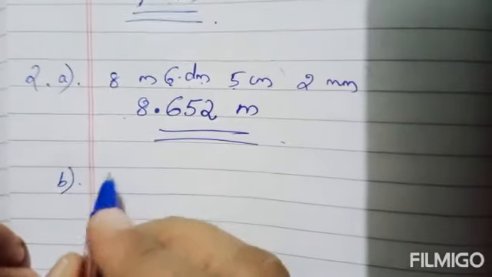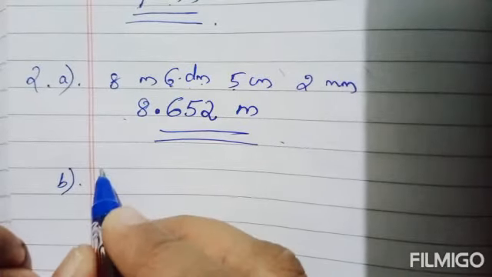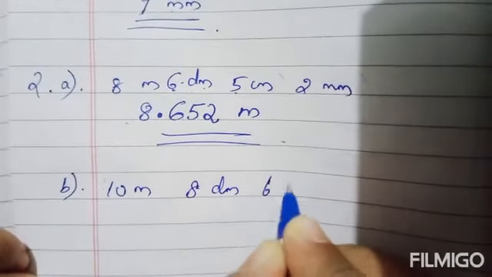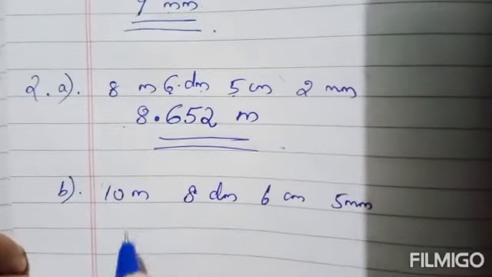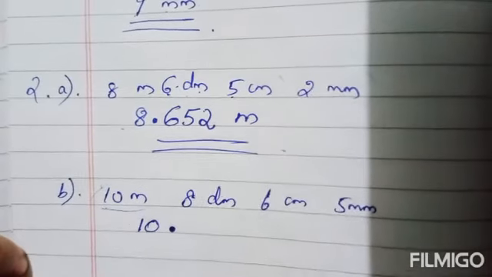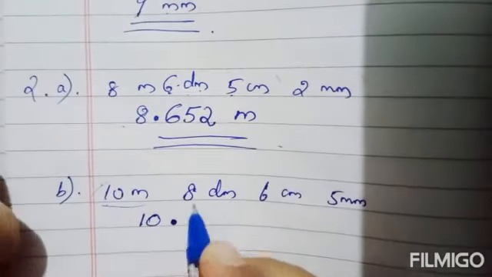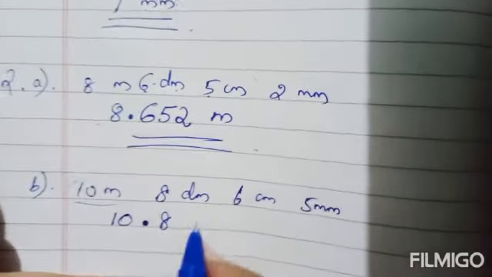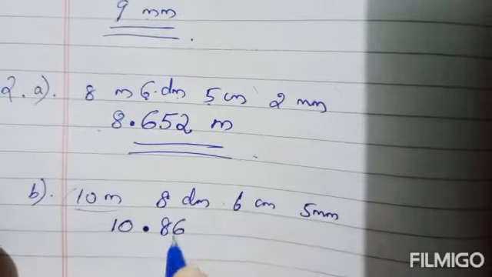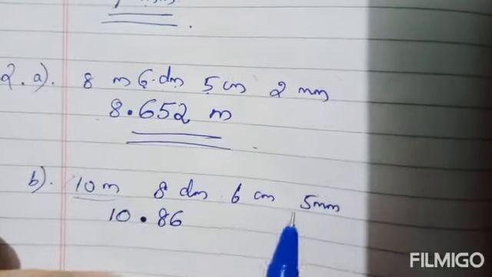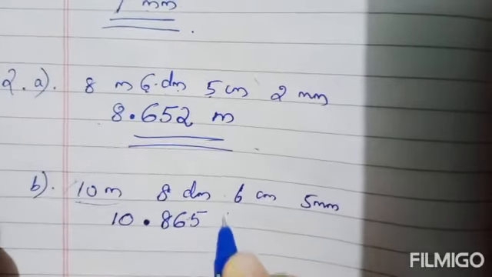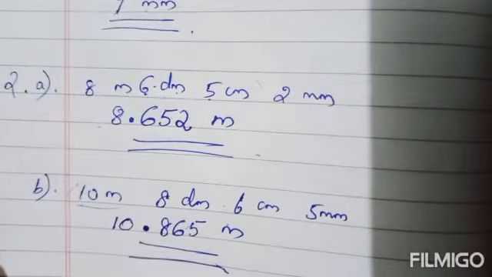Next B, 10 meter, 8 decimeter, 6 centimeter, 5 millimeter. So it will be 10 meter. Meter will come before the decimal point, so 10 point. Now 8 decimeter, so 8 will come in the 10th place. 6 centimeter, so 6 will come in the 100th place. 5 millimeter, so 5 will come in the 1000th place. So 10.865 meter. This is the answer.